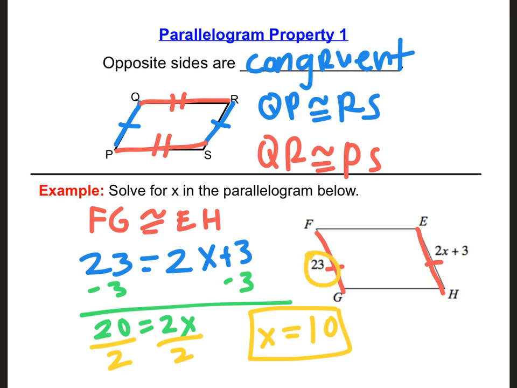Now, I know this side is 23, so this one should also be 23. If you want, you can plug x back in. So you could do 2 times 10 plus 3 and double check your work. 2 times 10 gives me 20, plus 3 gives me 23. So that's my final answer, x equals 10.